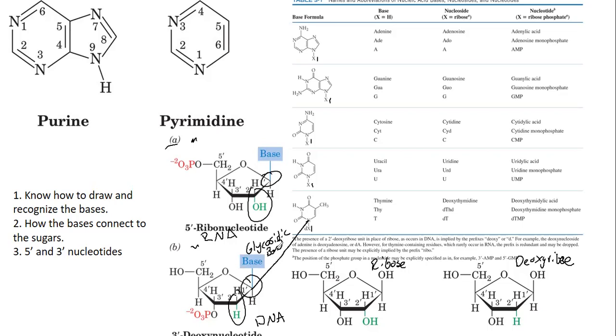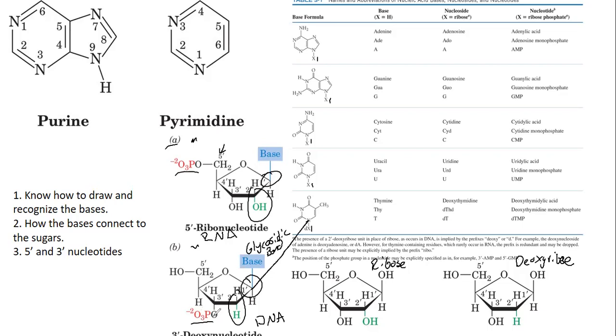And the last thing we need to know is what's a 5' nucleotide and a 3' nucleotide. That's shown in A and B as well. When we're talking about strands of nucleotides, the top of the strand and the bottom of the strand are different. The top of the strand has a phosphate on the 5' carbon, so that's why it's called the 5' end. The 3' end has a phosphate on the 3' carbon, so the 3' sugar.